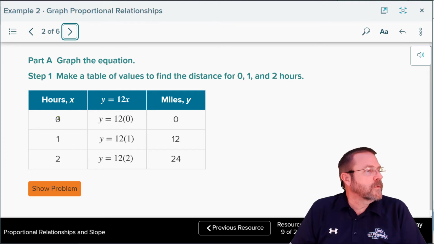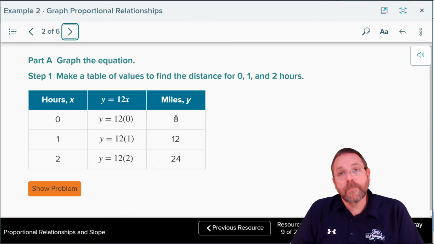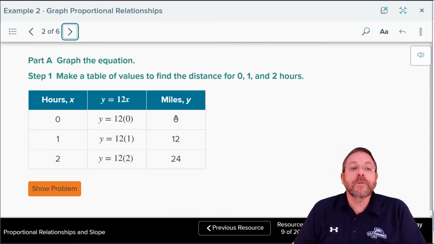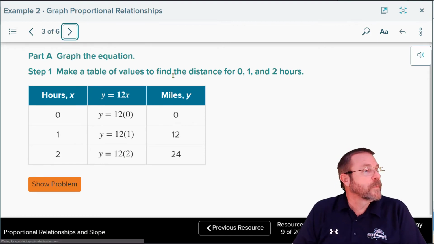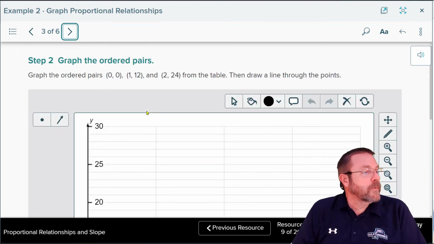So you can see at 0 hours, 12 times 0 means they didn't go anywhere. That cyclist was stationary, 0 miles. In 1 hour, 1 times 12 gave 12 miles. In 2 hours, 2 times 12 gave 24 miles. From there, we can graph those ordered pairs.